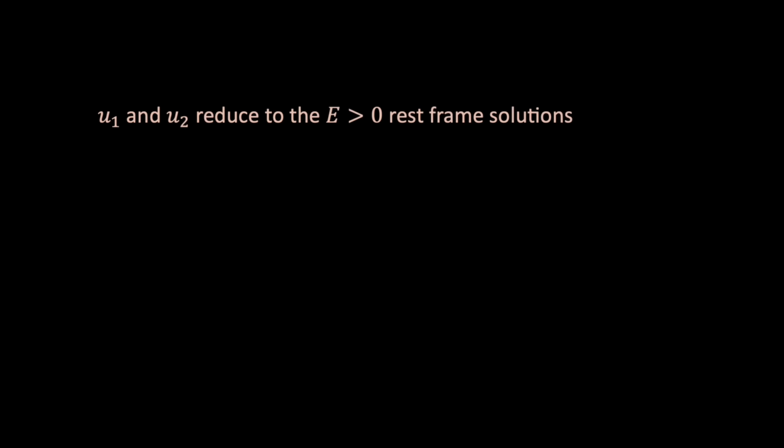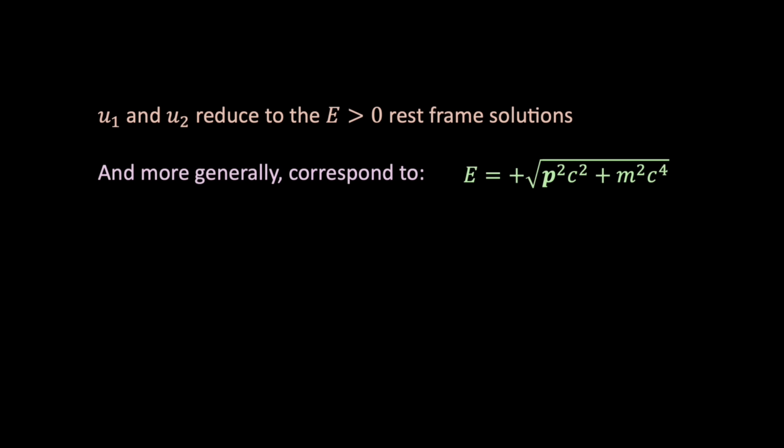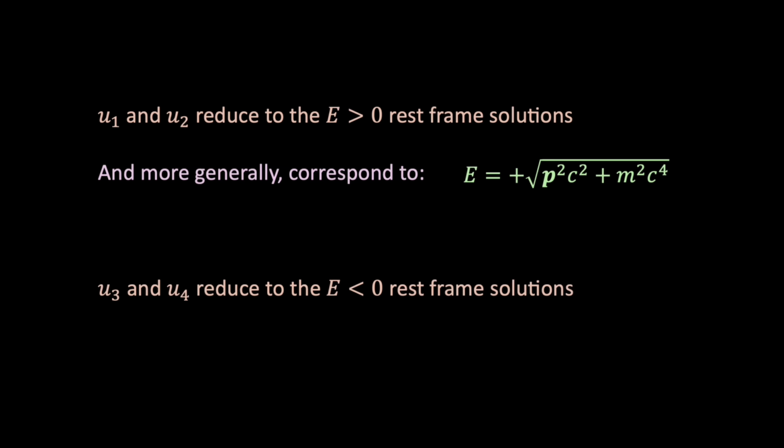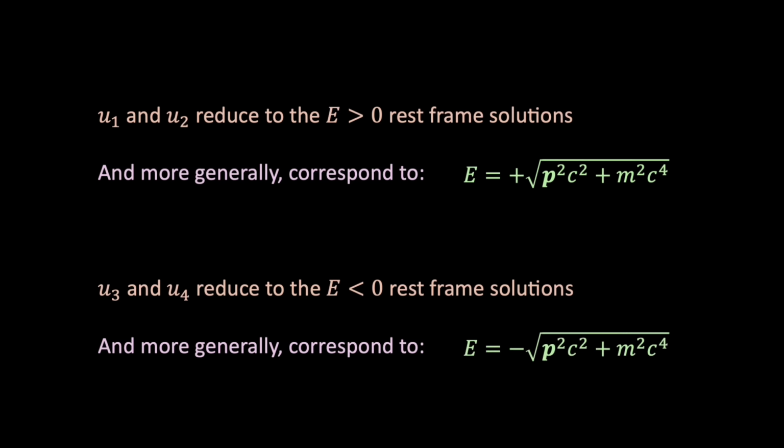So we can now confidently say U1 and U2 reduce to the positive energy rest frame solutions, and more generally correspond to E equals plus the square root of p squared c squared plus m squared c to the 4, and U3 and U4 reduce to the negative energy rest frame solutions, and more generally correspond to E equals minus the square root of p squared c squared plus m squared c to the 4. The takeaway is clear.